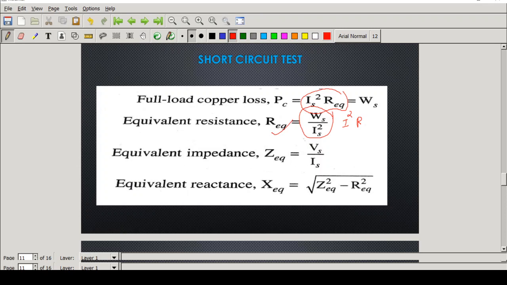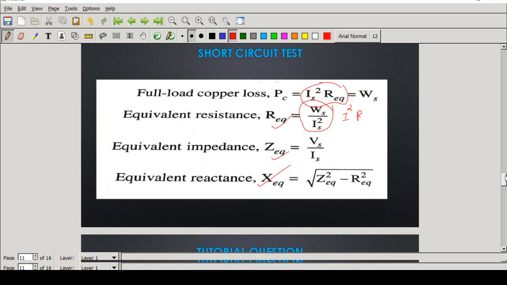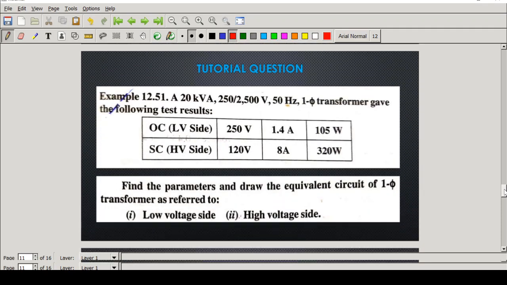Now if the secondary is the high voltage side, then whatever values we are getting, that is resistance, reactance, everything, will be as referred to the secondary. That is very important. Then you can find the impedance, and after finding the impedance we can find the reactance also. So finally we are getting all the parameters which we need for this equivalent circuit diagram. Now this will be more clear when we try to do a problem. Okay, so let's move further with the tutorial question.